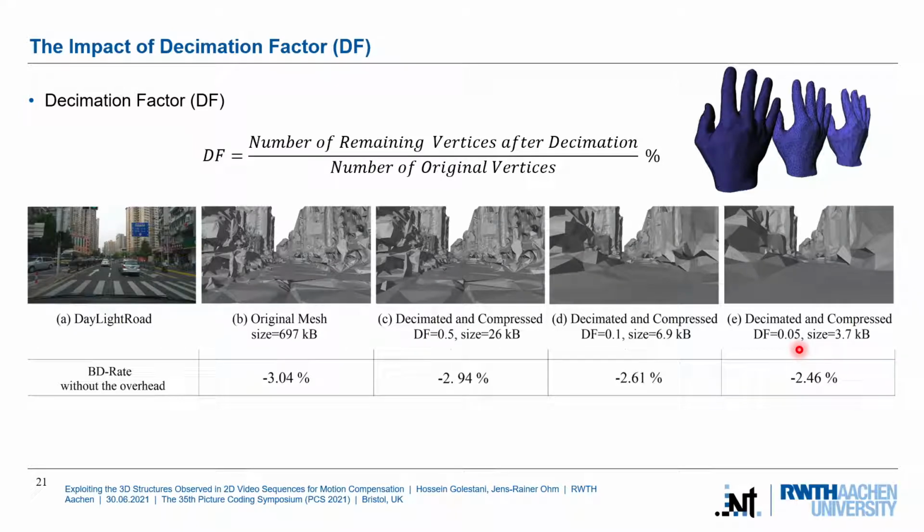So here is the BD rate for daylight road when we completely forget about the overhead. Of course, the original mesh contains more details and provides the best coding gain, and this one provides the worst coding gain because it destroys the details.